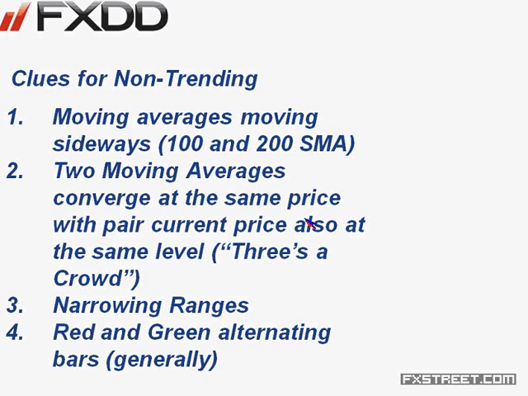When two moving averages converge at the same price with the current price also at the same level, that's what I call three's a crowd. Think about this: the 100 and 200 bar moving averages, specifically, the ones I use. When those two moving averages come together at the same price on your chart, and the price is also at that level, that's a signal to me that the market is non-trending. Everything is in neutral. The market is at equilibrium. It's at the fulcrum of the seesaw. It's N on your car. If you step on the gas, you're not going anywhere.